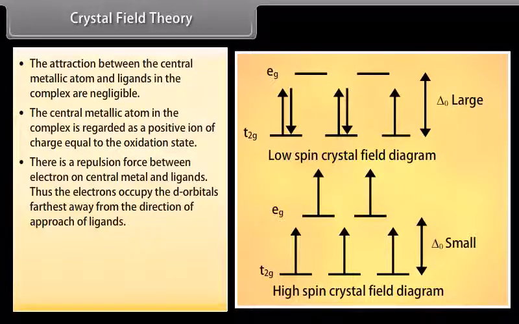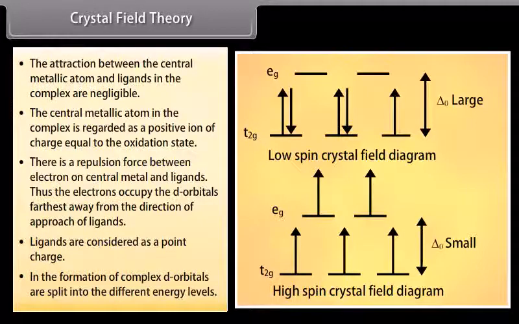Thus, the electrons occupy the d orbitals farthest away from the direction of approach of ligands. Ligands are considered as point charges. In the formation of a complex, d orbitals are split into different energy levels.